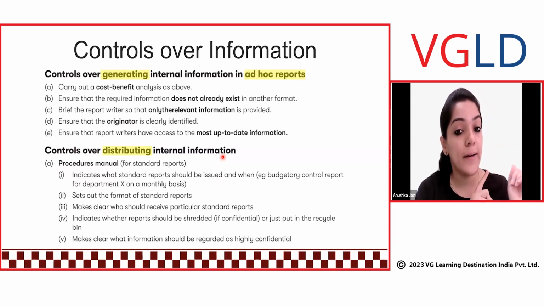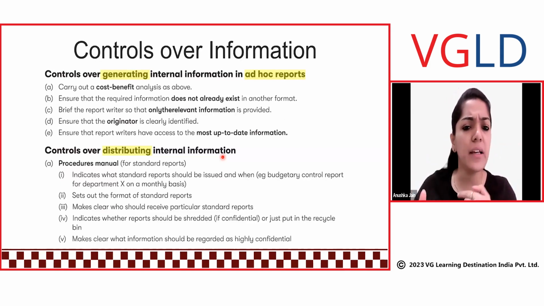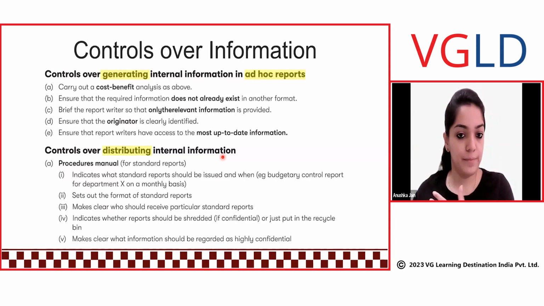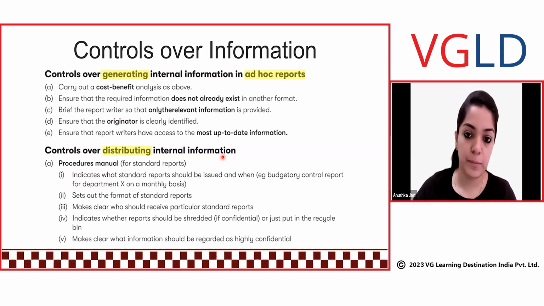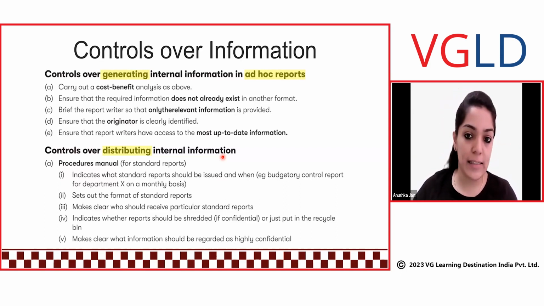The first one was what? Routine reports. This is ad hoc reports, meaning it is not something regularly done. This report is prepared as and when the request comes for it. It is ad hoc in nature. There are no timelines which are to be adhered to while this report is being prepared. So again, here also you should carry out a cost-benefit analysis. Although it is ad hoc in nature, whether there is a benefit out of this report needs to be evaluated. So carry out a cost-benefit analysis as above.